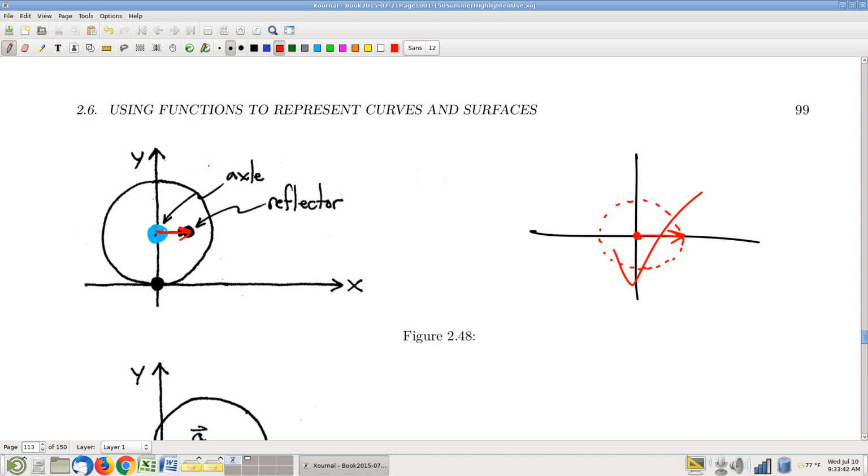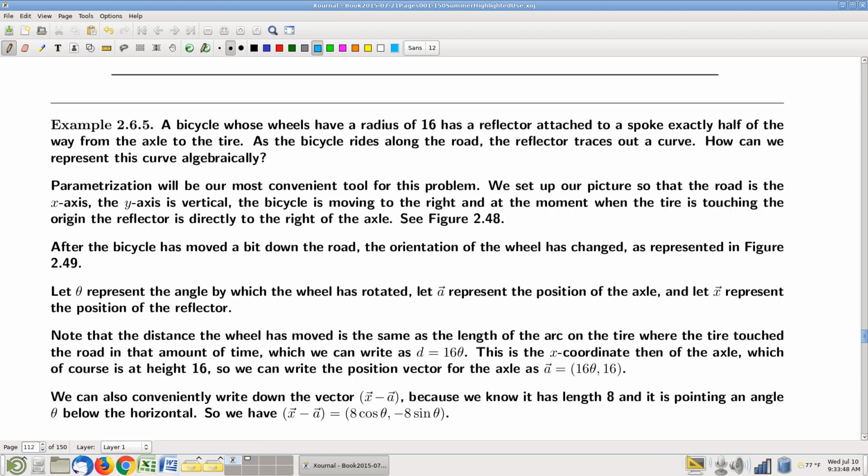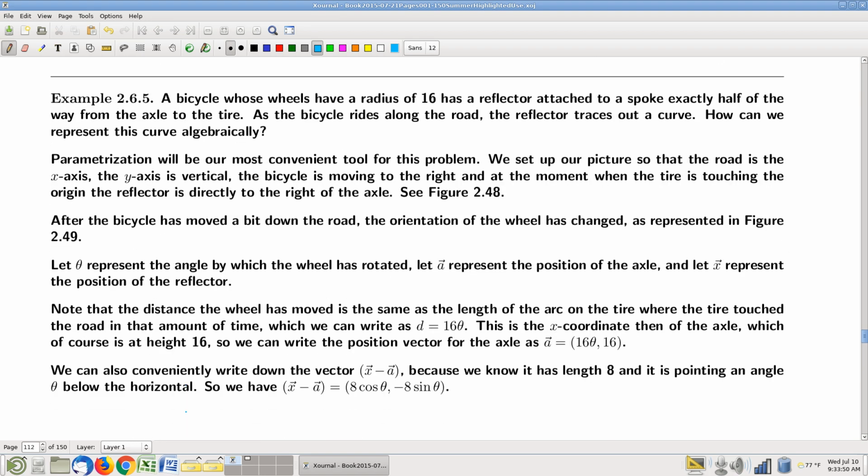Let's start with the axle itself. The way to approach the axle. Real quick, let's go back to the statement of the question here. You can see here that the tire has radius 16, and the reflector is exactly half the way from the axle to the tire. So there's all the premises.